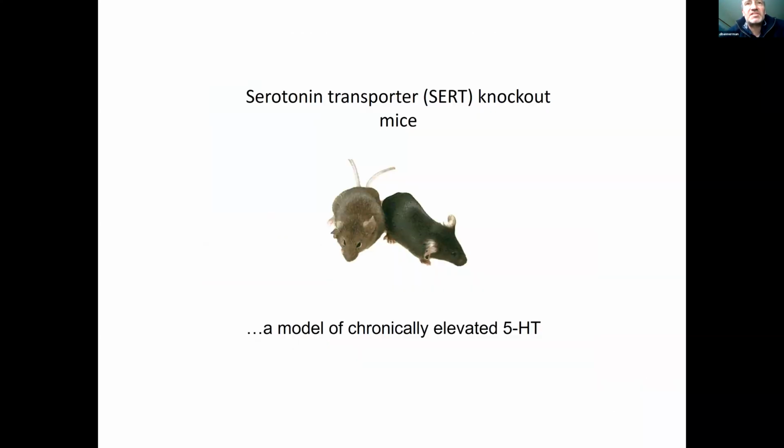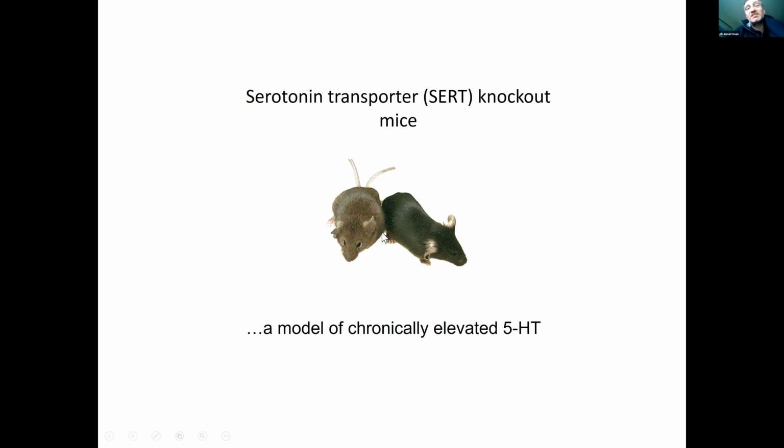So I don't have any data with SSRIs, unfortunately, but what I'm going to show you is just a couple of experiments from animals that lack the serotonin transporter. As I'm sure most of you know, the serotonin transporter is the protein that's responsible for sucking up serotonin after it's been released. It's the site of action of SSRIs. These mice are knockouts of the serotonin transporter, so they have no transporter, and 5-HT levels are chronically elevated in these mice. So you could argue that they're a bit like a chronic treatment with an SSRI.